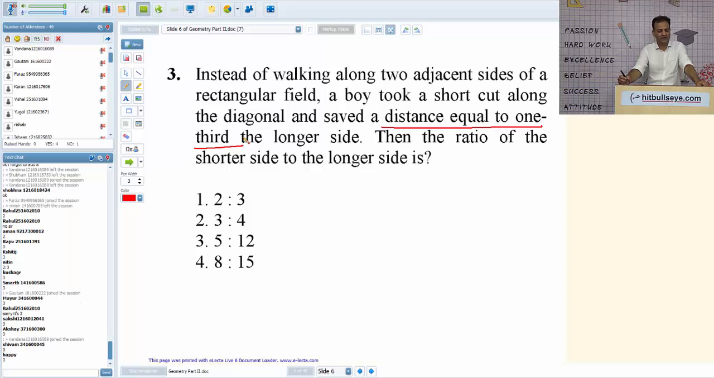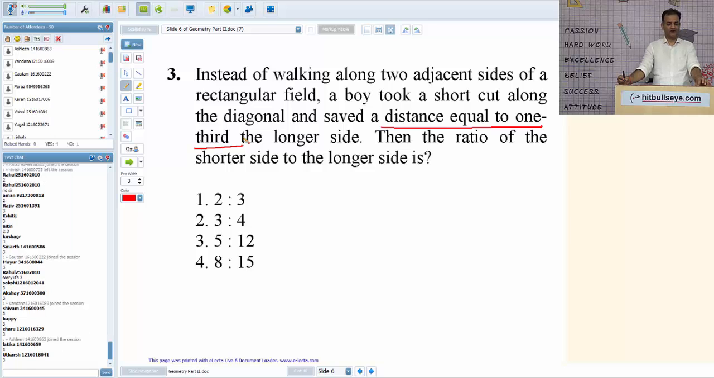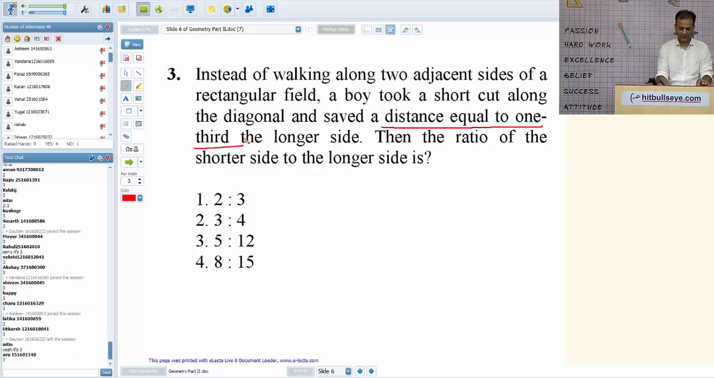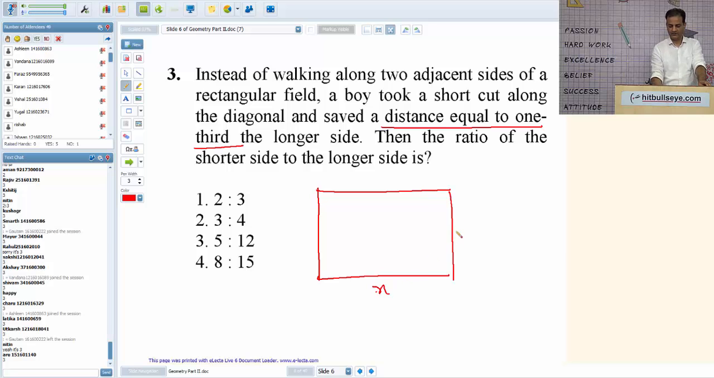5, 12, 13. If you know the triplet 5, 12, 13, I have already written the triplet. Don't take X, Y, otherwise if you take X, Y, Z, then you have to make equations. Simply, what is asked, friends, see, I am solving here. This is a rectangle. If this is the longer side, X, this is the shorter side, Y.